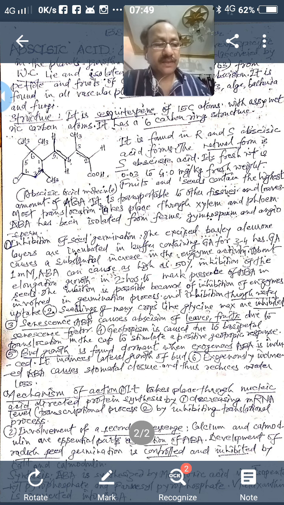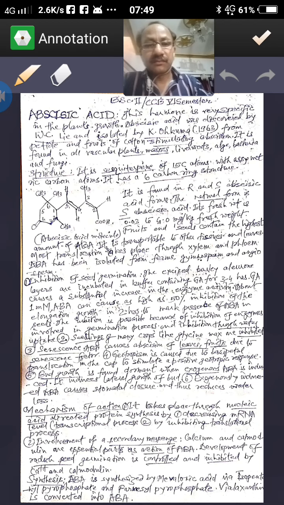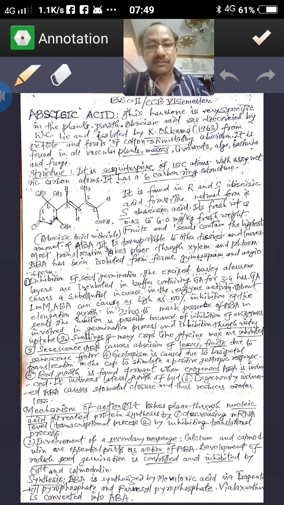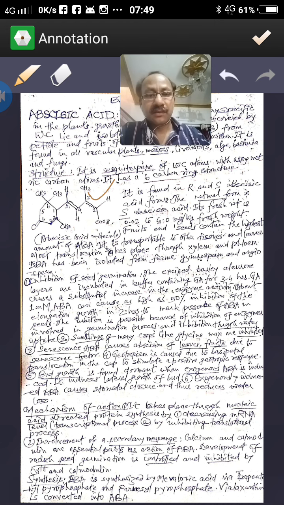It is found in all vascular plants, mosses, liverworts, algae, bacteria and fungi. So it is found in all kinds of plant structures. The structure that you see here is a 6-carbon ring structure.